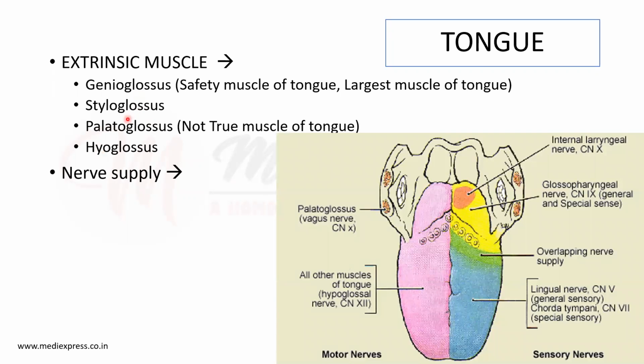Now, there are a few extrinsic muscles of the tongue. We are talking about the muscles of the tongue. The extrinsic muscles of the tongue are genioglossus, which is otherwise termed the safety muscle of the tongue, and it is the largest muscle of the tongue. Then the styloglossus muscle, the palatoglossus muscle, which is not exactly a true muscle of the tongue, and the hyoglossus muscle. So this was regarding the extrinsic muscles. When there are extrinsic muscles, there should also be intrinsic muscles, and we'll see which they are.